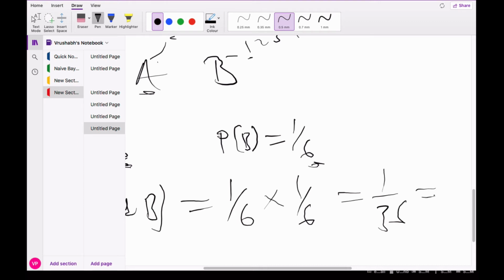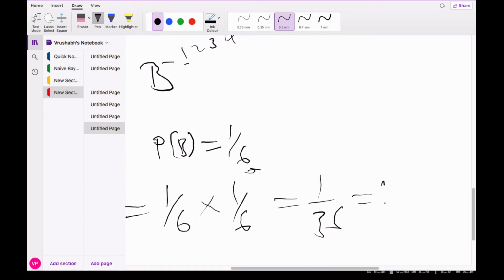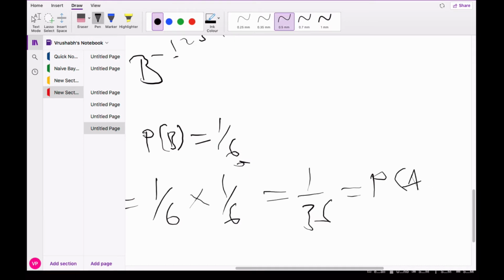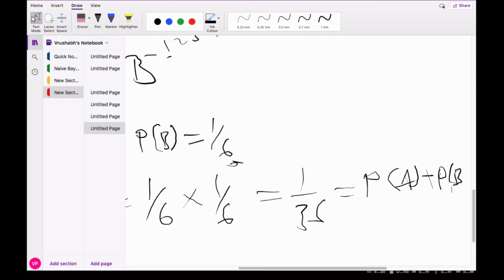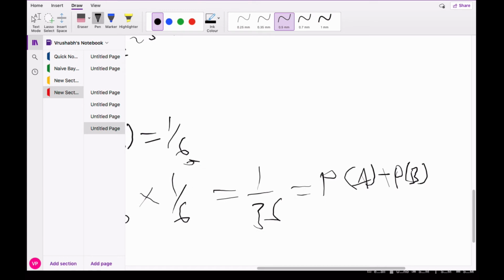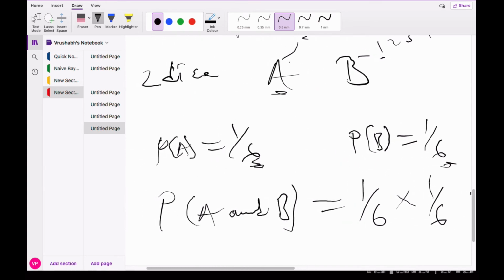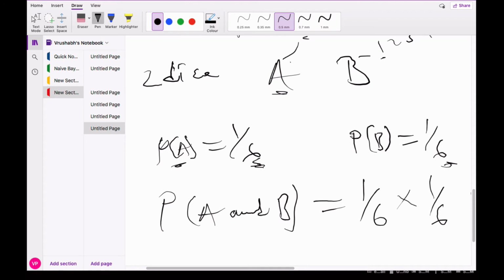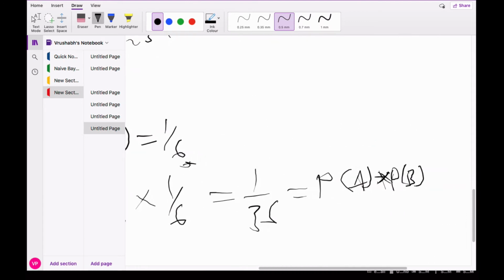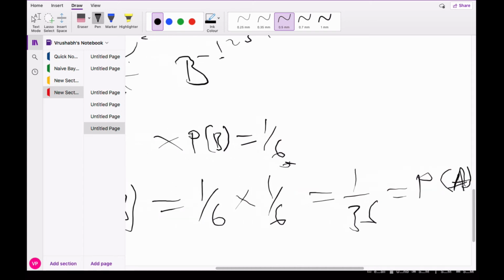So we did it this way: the probability of A, multiplied by the probability of B. You can see that this is the probability of A times this, so we just multiply these two, probability of A multiplied by probability of B. That's what we just did over here.